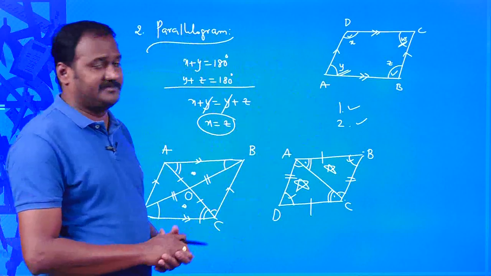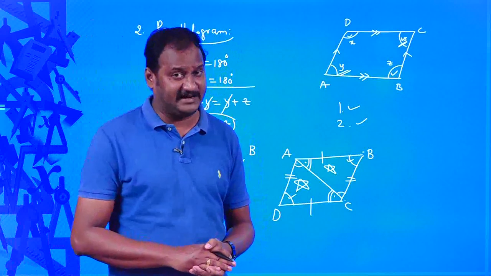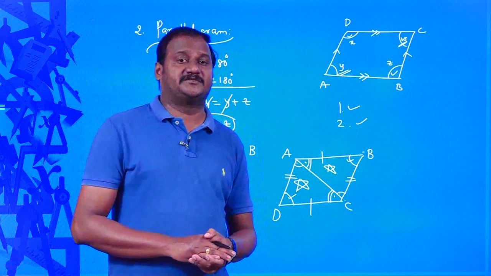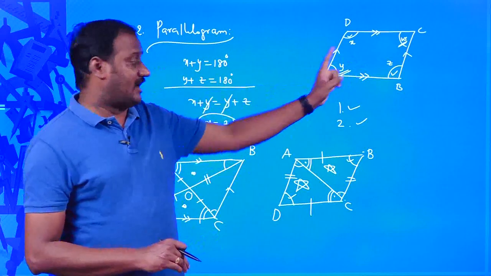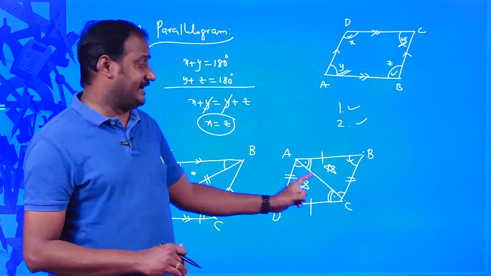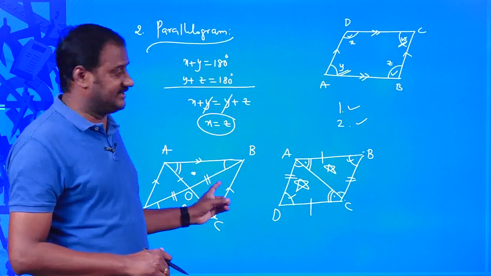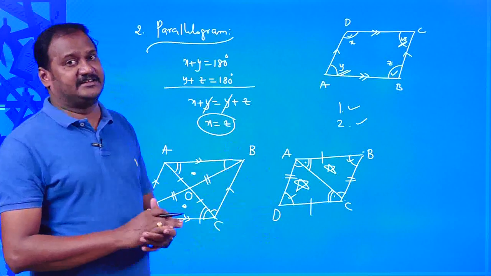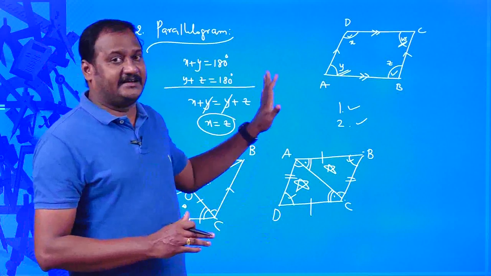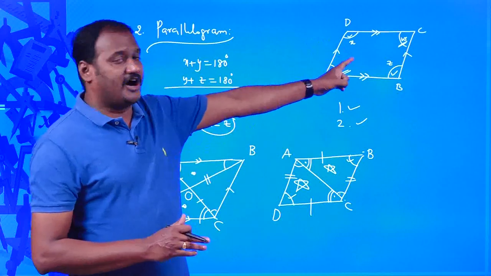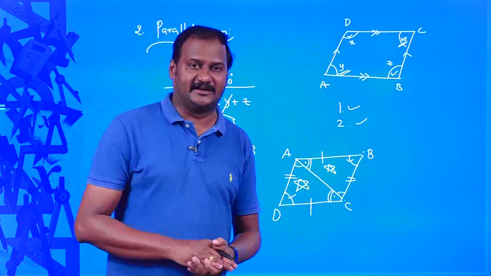I repeat once again about the parallelogram. A parallelogram is a quadrilateral in which both the pairs of opposite sides are parallel. And coming to the properties of the parallelogram, in a parallelogram, opposite angles are equal, opposite sides are also equal, and diagonals bisect each other. Diagonals bisect each other, but we cannot say whether both the diagonals are same or not. Okay? So, in a parallelogram, diagonals bisect each other and opposite angles are equal and opposite sides are also equal. Hope you understand about parallelogram. Thank you.